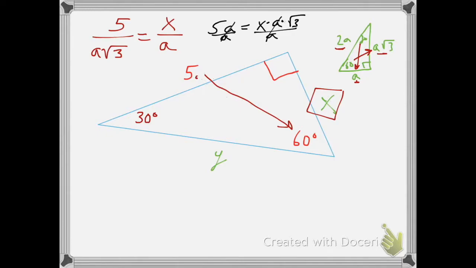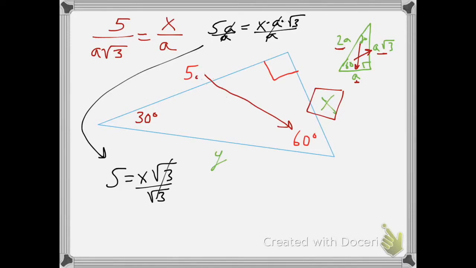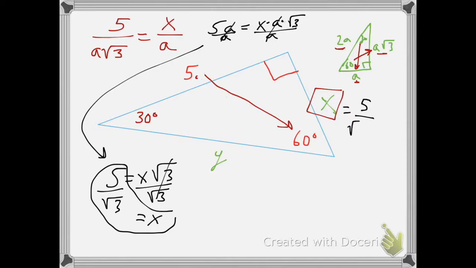Now you just have, let me continue the work down here, 5 equals, the a's are gone, so just x root 3. Well, we're looking for x, so divide both sides by root 3. It's just a number. You can divide by a number. It's easy. And there you go. X is equal to 5 over root 3. Well, that's this part right here in the model. Notice the longest side, which is y in our specific problem, is twice as long as that. So instead of 5 over root 3, it's going to be 10 over root 3. And there you go. Done.